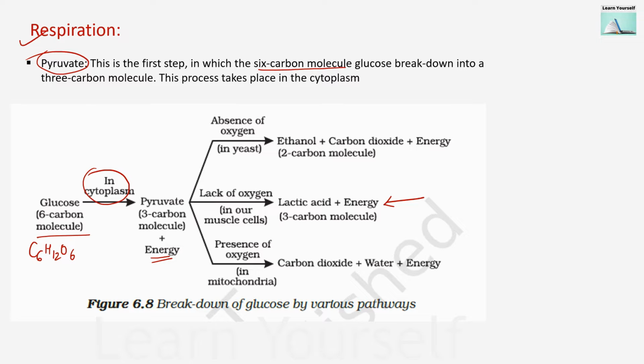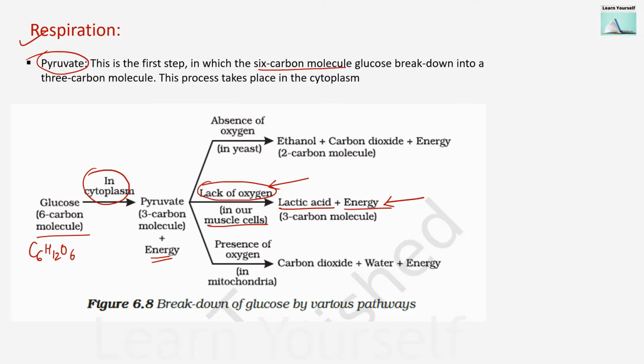So this process happens in lack of oxygen, and this happens in our muscle cell, where it will give us lactic acid and energy. This process is very fast. Our body will generate energy in a short period of time compared to the normal respiration, to support the faster metabolic process of the body. For example, an athlete is running and it requires a lot of energy in a short period of time. So in that case, the glucose burning will happen in lack of oxygen. It will give lactic acid and energy.